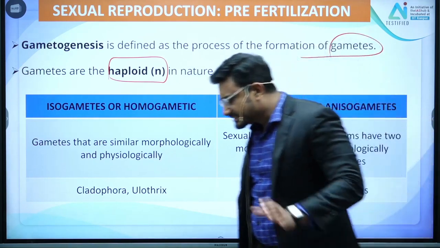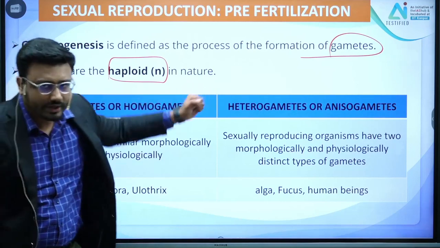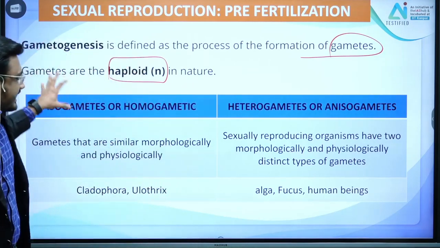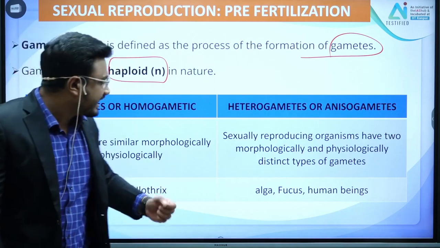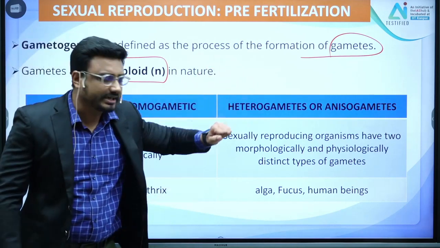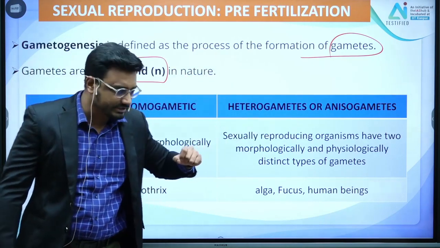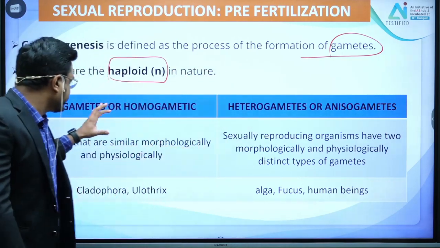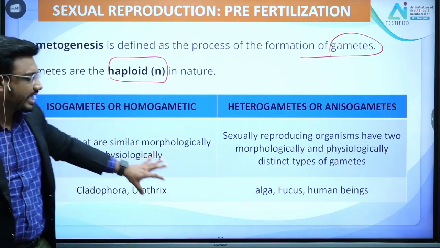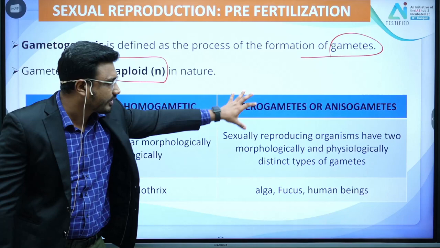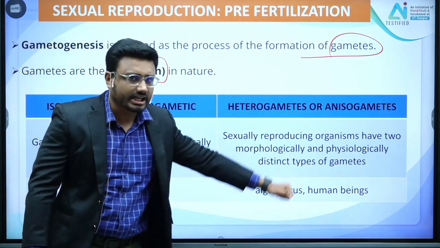So now let us understand the difference between isogametes and heterogametes. Isogametes are gametes that are similar morphologically and physiologically, whereas heterogametes or anisogametes are different in morphology and physiology. Examples of organisms that produce isogametes are Cladophora and Ulothrix, whereas heterogametes or anisogametes are produced by the alga Fucus and human beings.